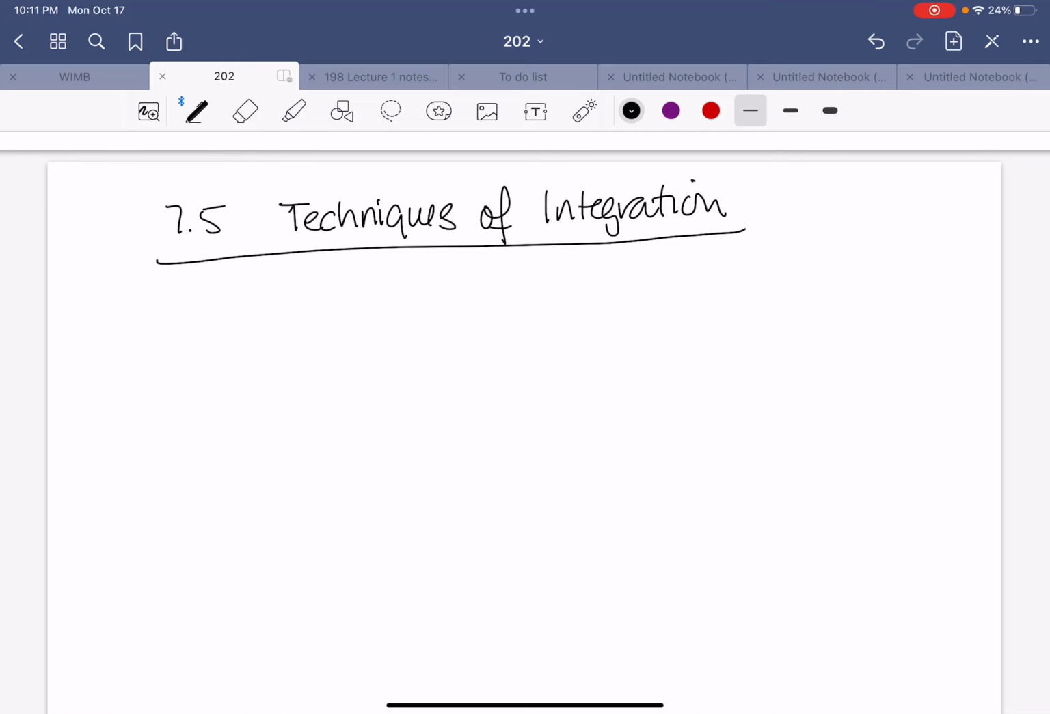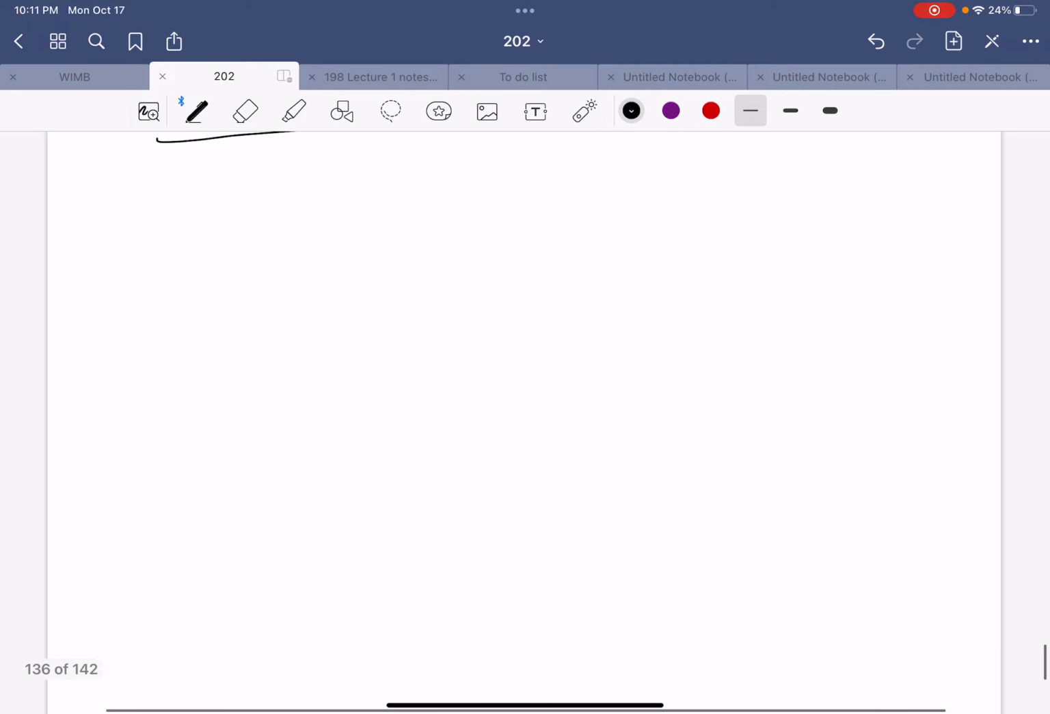And welcome to section 7.5, the techniques of integration. So this lecture is going to be a little bit different. There are no notes that go with this lecture, mostly because there's not really new content here. In section 7.5, we just group together all the integrals that we've been working on. So I just want to talk a little bit and remind you of things we've been talking about for the last few weeks and collect it all in one place.